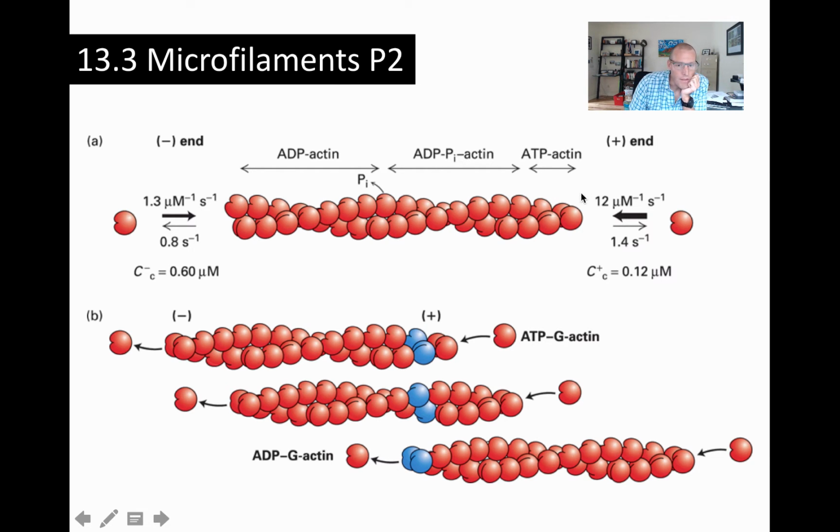Now, what we end up with is at this plus end, we end up with a cap of ATP actin, but as the actin moves through the filament, it hydrolyzes its ATP to ADP, and it keeps the phosphate bound. So there's a region of ADP bound to phosphate associated with the actin. The phosphate is lost, and we end up with a region of ADP actin. So as we move away from the plus end towards the minus end, we get more of these ADP actin forms. So that's what's happening here.